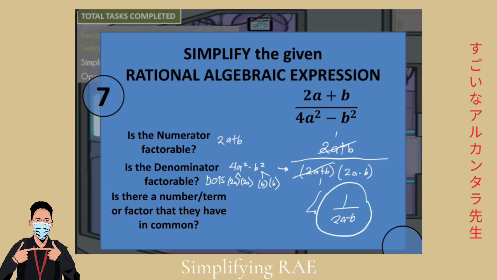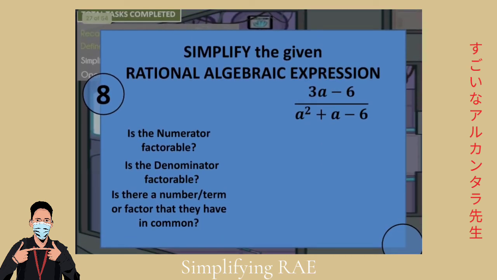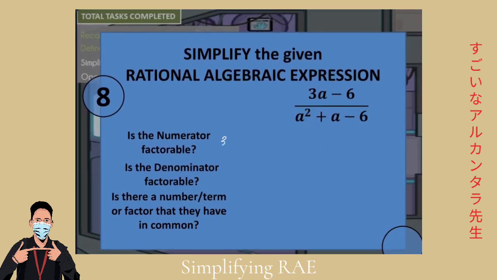So it's also important to remember the different kinds of factoring techniques that we have done in order for this to be smooth. So let's continue with number 8. Now we have a 3a minus 6 for our numerator. This is factorable by GCF. The GCF is 3. So this will become 3 times the quantity a minus 2.